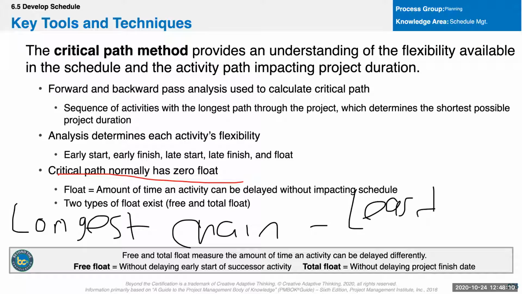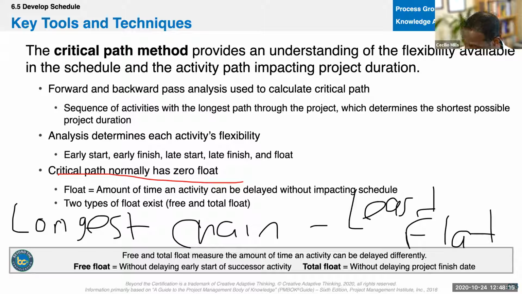Got it. Okay. And then we have types of float: free float, total float. There's actually 3 types of float. There's project float, and I'll talk about that in a second. But free float, total float, you won't get tested on project float on the exam, but I just want you to know there's 3 types of float. For the exam, free float and total float is what we'll focus on.